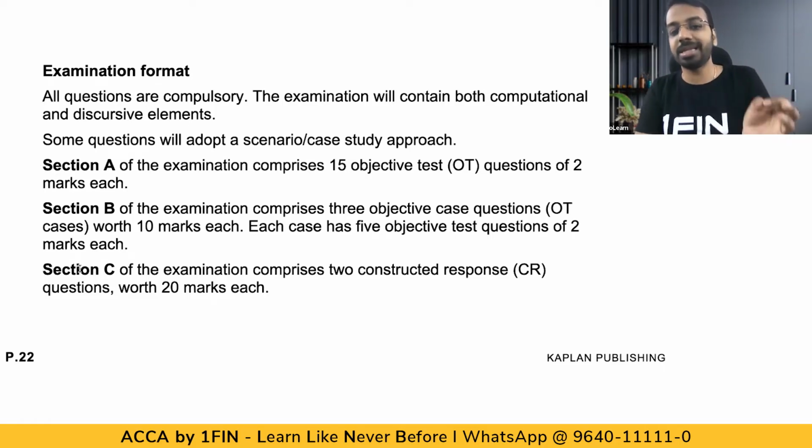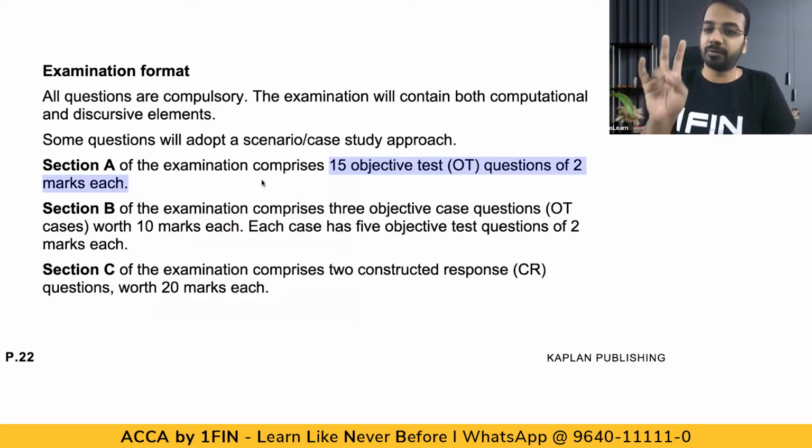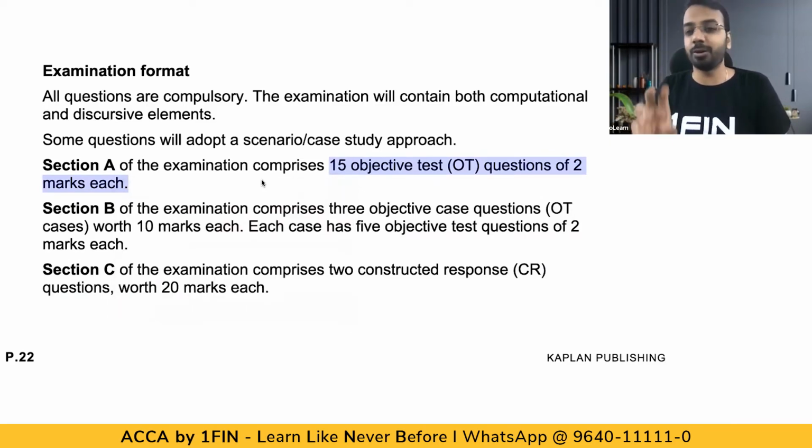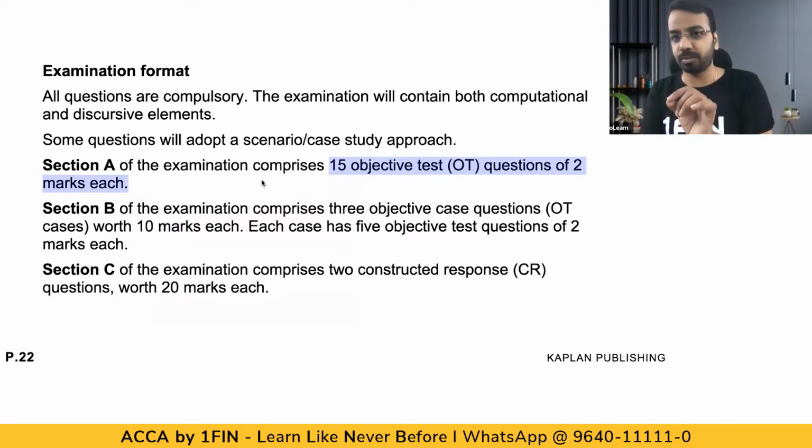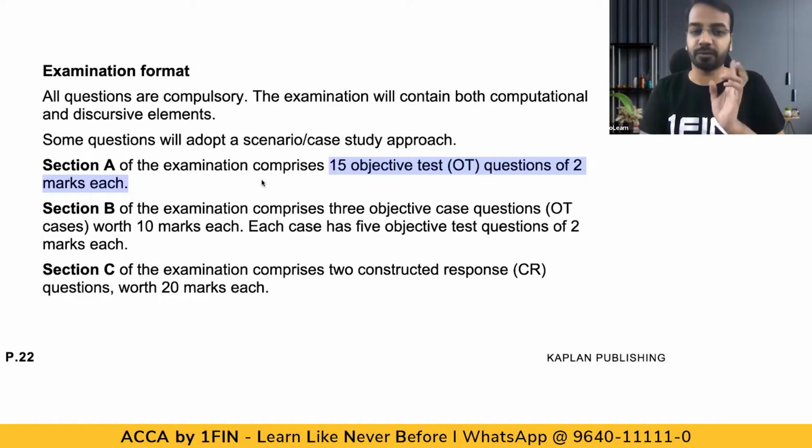Section A is objective test. 15 objective test questions of 2 marks each. Meaning to say, each question will be for 2 marks. It will be an objective type, meaning to say it will be a multiple choice question. So you may be given a brief question, you may be given a brief concept, you may be required to do a brief computation sometimes, right? But most likely this would be a theory based or conceptual based understanding questions, where you will have 15 questions of 2 marks each. That's the first one.